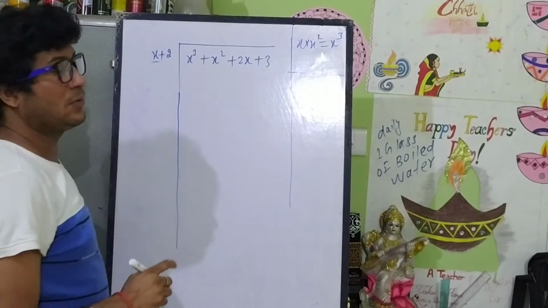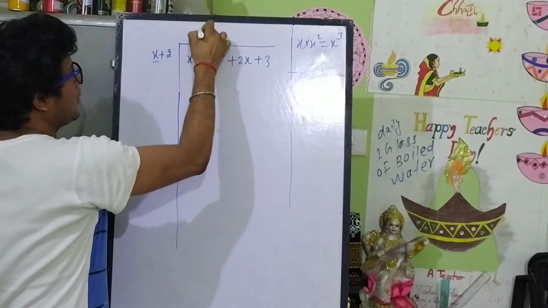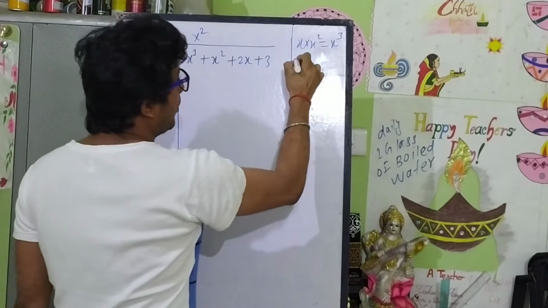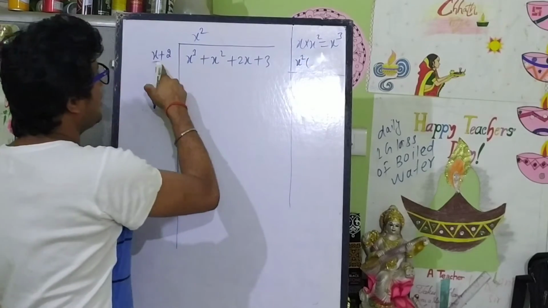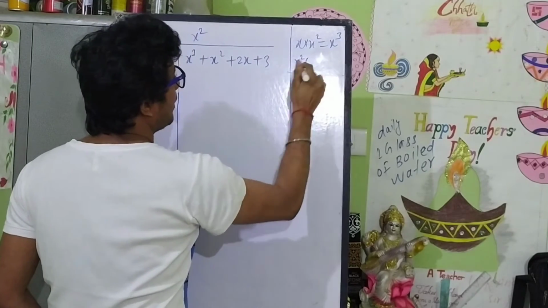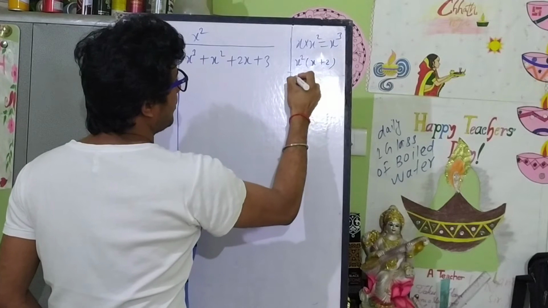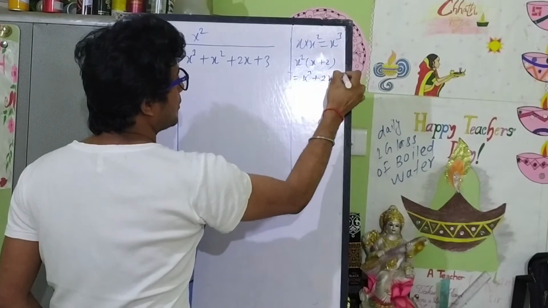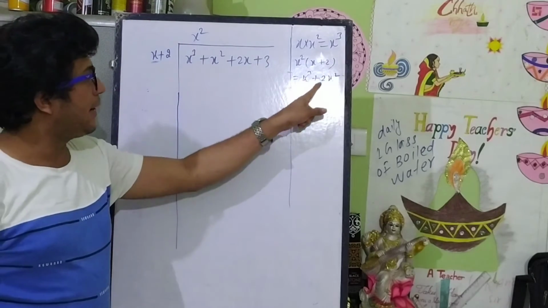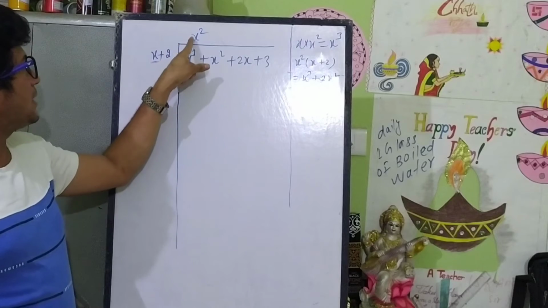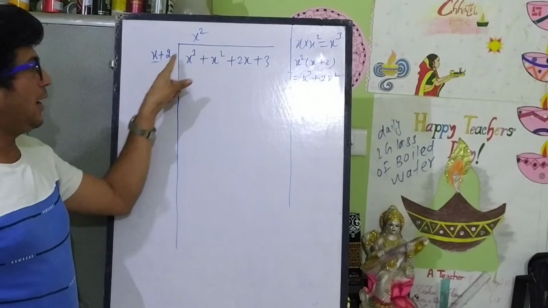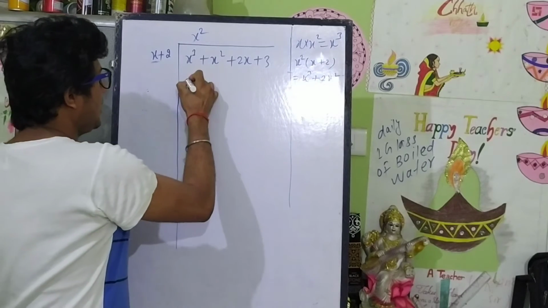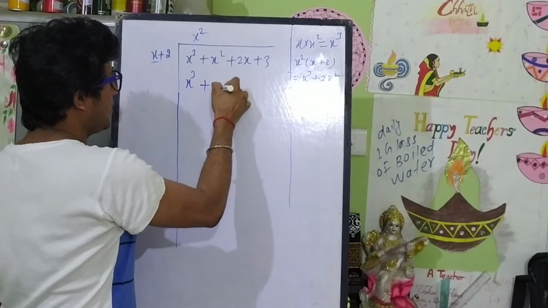Now it becomes x cube. So x squared multiplied with x plus 2. What is coming? x cube plus 2x squared. So this I am going to write here, because I multiply x squared into the binomial x plus 2. So now we have x cube plus 2x squared.